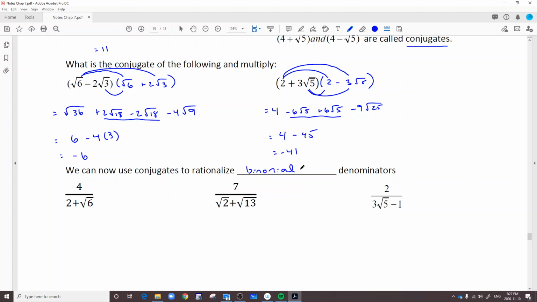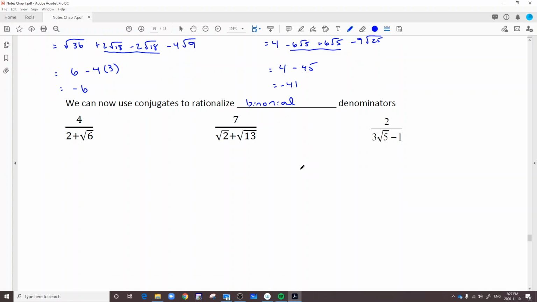So we are never going to be rationalizing trinomial denominators. This is as far as we go. So how do we do it? Well, we want to get rid of the radical in the denominator, so we multiply by the radical in the denominator, or the conjugate of. So if the denominator is 2 plus root 6, the conjugate is 2 minus root 6. You're only allowed to do this if what you multiply the bottom by, you also multiply the top by.